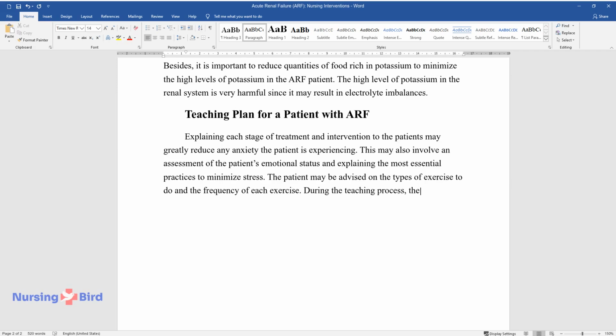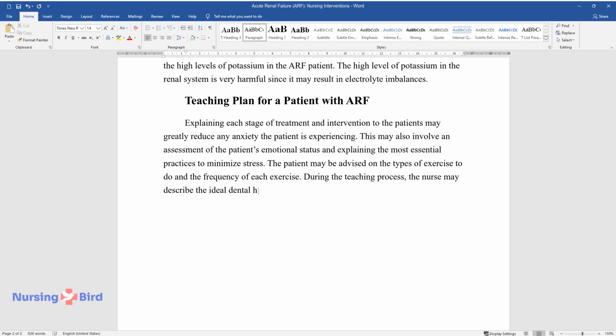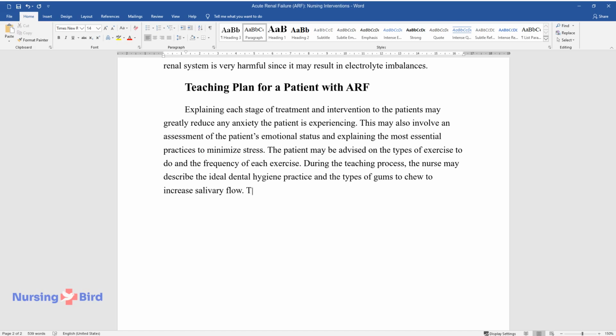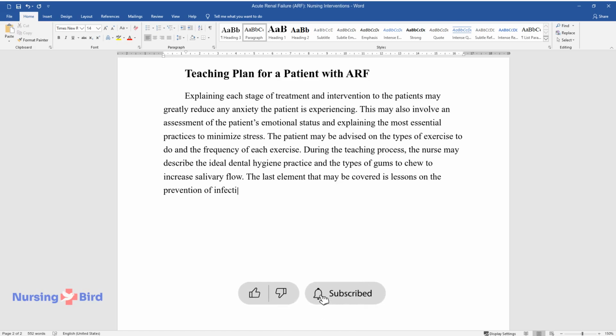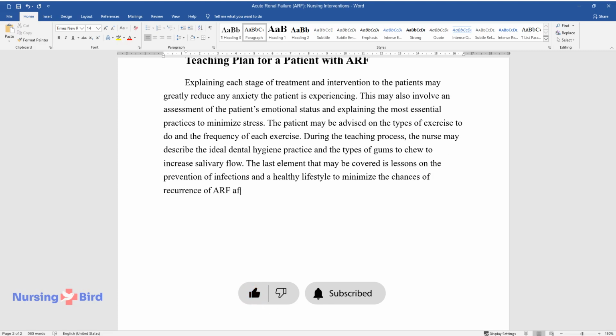During the teaching process, the nurse may describe the ideal dental hygiene practice and the types of gums to chew to increase salivary flow. The last element that may be covered is lessons on the prevention of infections and a healthy lifestyle to minimize the chances of recurrence of ARF after the treatment.